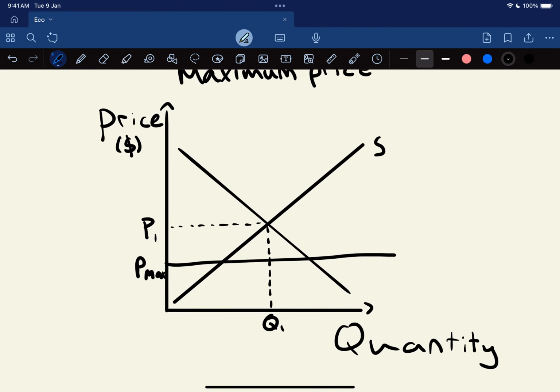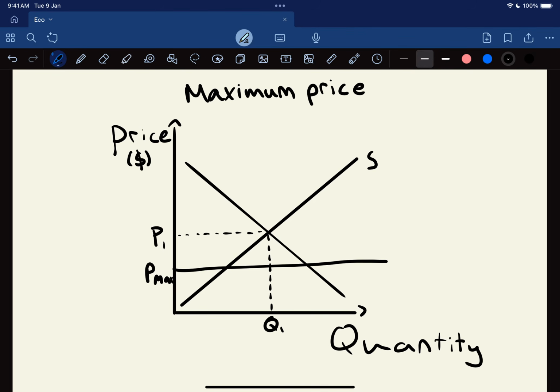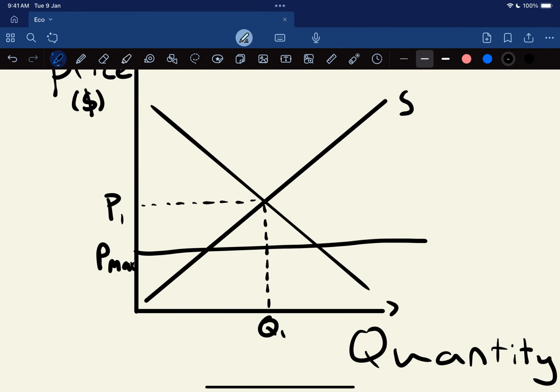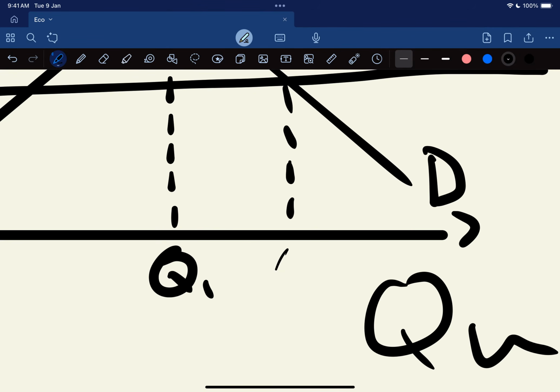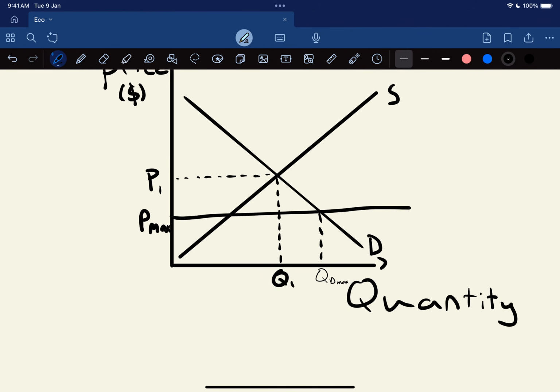Looking at our graph over here, we're going to have a new quantity demanded. That demand curve should be labeled. We're going to have a new quantity demanded and a new quantity supplied. As the price goes down, remembering back to level 1, more consumers are going to buy that good at the lower price. So there's going to be a new quantity demanded there. We'll shift to the smaller pen as well. Our new QD, we'll call it QD max, is greater than before.